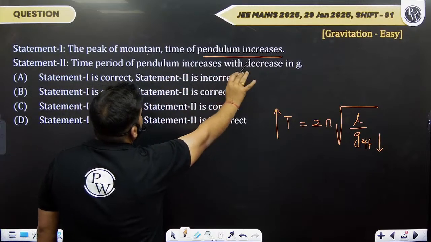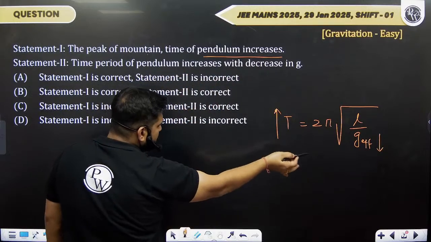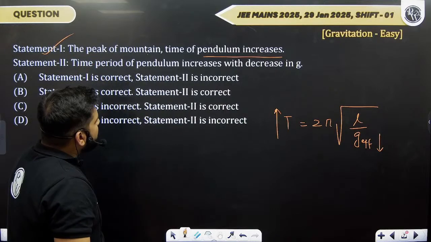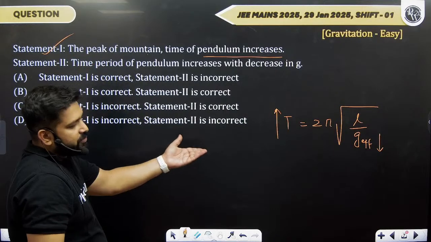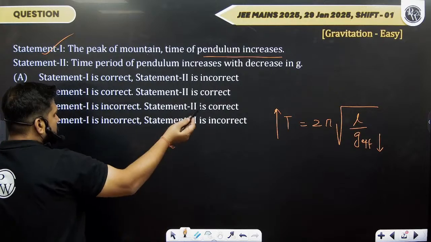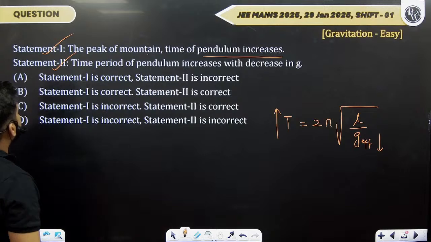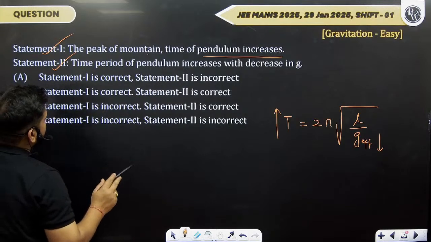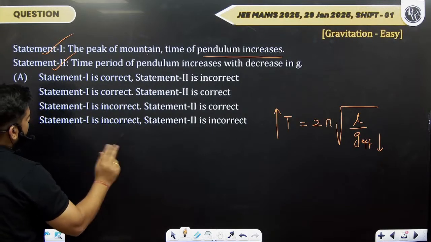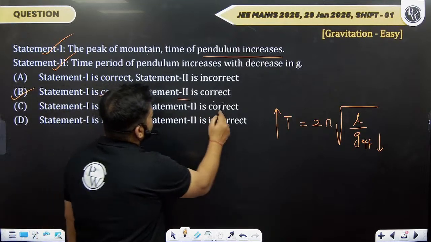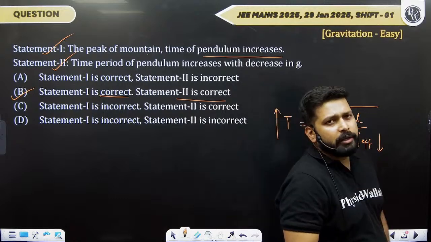At the peak of the mountain, the time period of the pendulum increases. So yes, because g is decreasing, time period is increasing. So statement 1 is correct. Time period of the pendulum increases with decrease in g. As we can see from this relation, it is obviously true. So statement 2 is also correct. Option B is the right choice. Both the statements are correct. Both of them are absolutely correct.